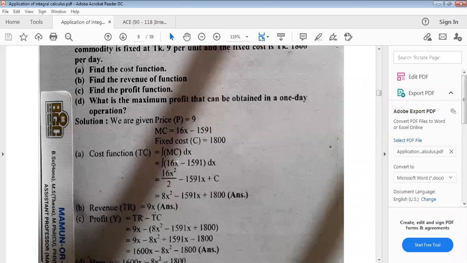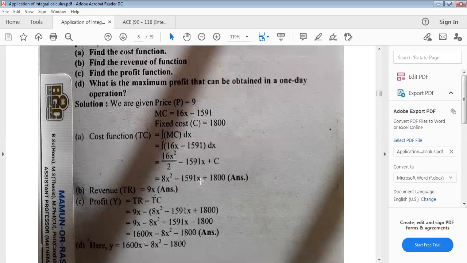The integration of x, using the formula x to the power 1 plus 1 divided by 1 plus 1, is x square by 2. Now 1591 is a constant with no variable, so its integration is 1591x. Then we put a constant c. This constant is actually the fixed cost. The fixed cost was given as 1800. This is the answer and the result of the first condition.